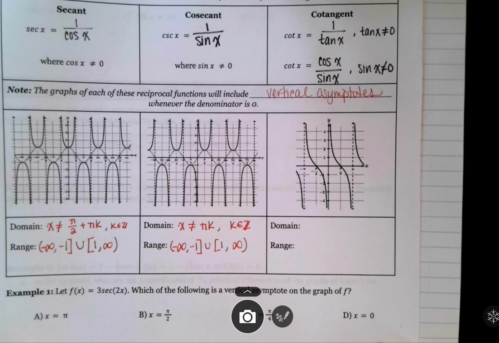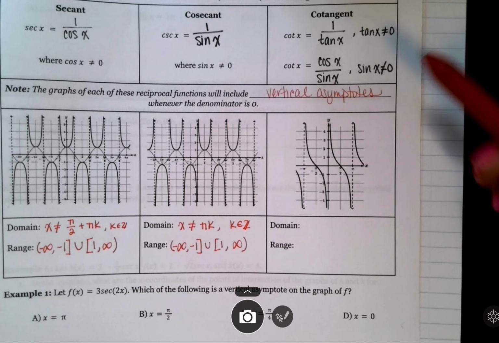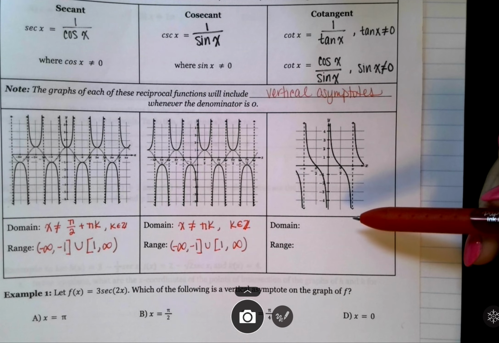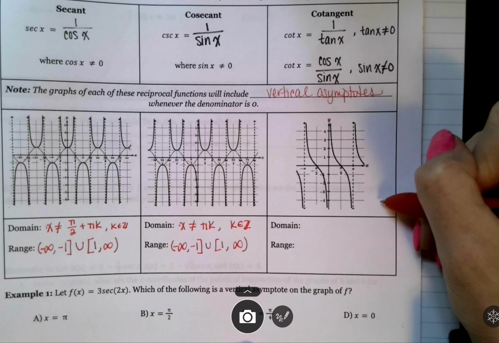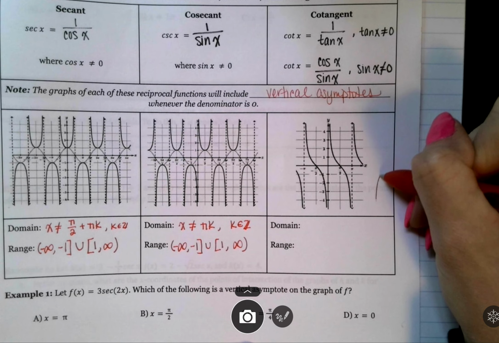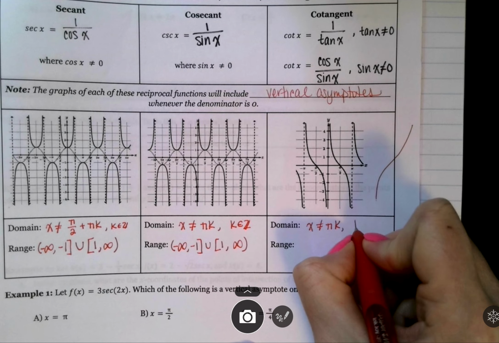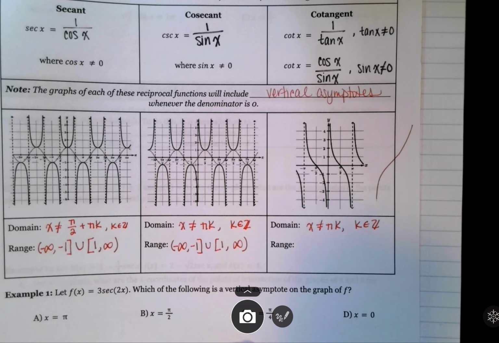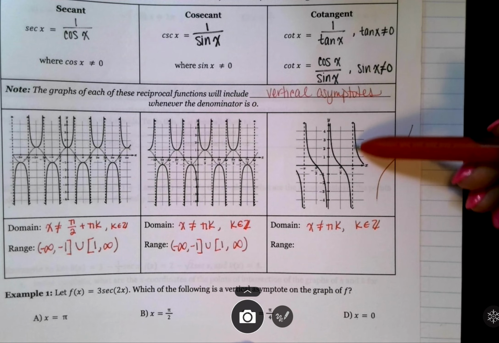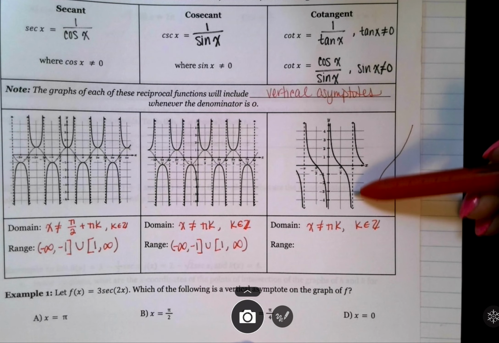For cotangent, we can see it's actually similar to tangent. If we remember our tangent graph, it actually increased as we went from left to right. So the lines went the opposite way. These are actually decreasing from left to right. Our domain for this is x cannot be equal to pi k, where k is an integer, because we have asymptotes at 1 pi, 0 pi, negative 1 pi. It would be at negative 2 pi, negative 3 pi, so on and so forth.